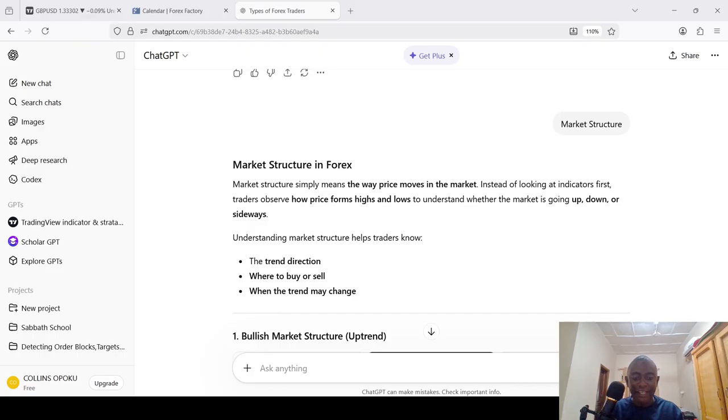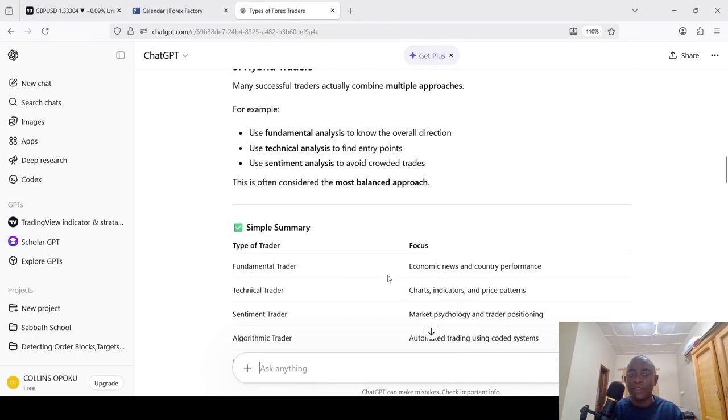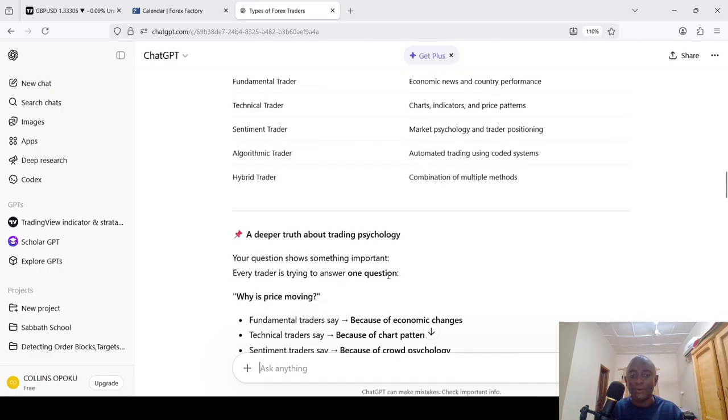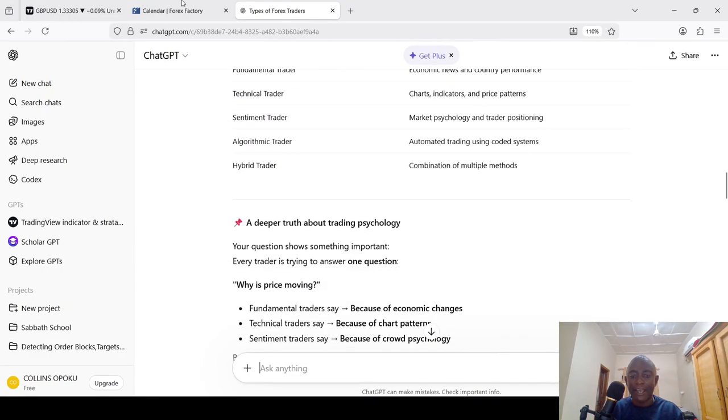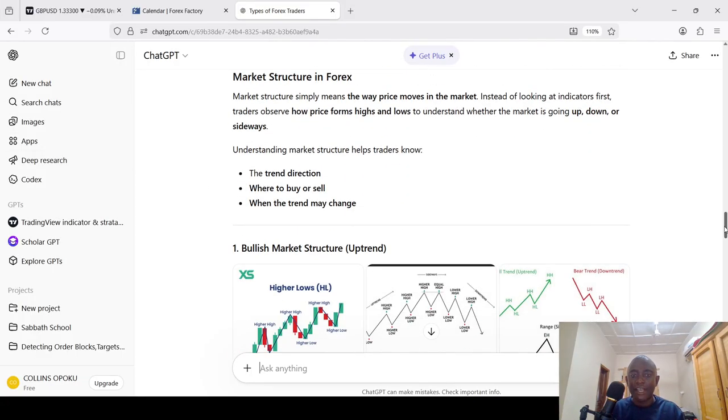And the first part, I just want to introduce you to what we call the market structure. You understand? Market structure. What is market structure in Forex? Basically, it's just to show you the direction. Like, you have to know how price moves in the market, whether price will be going up, down, or sideways.